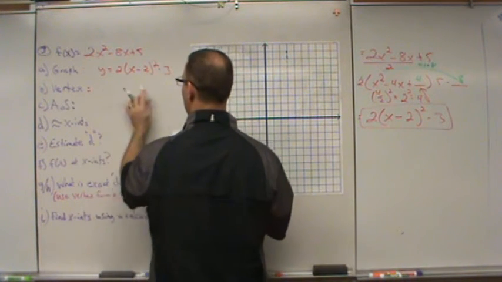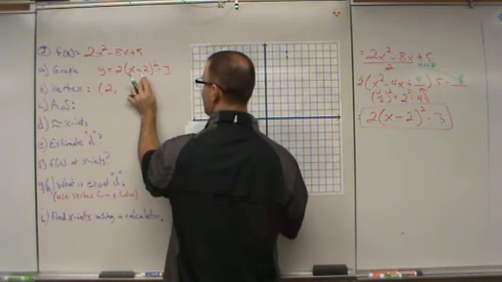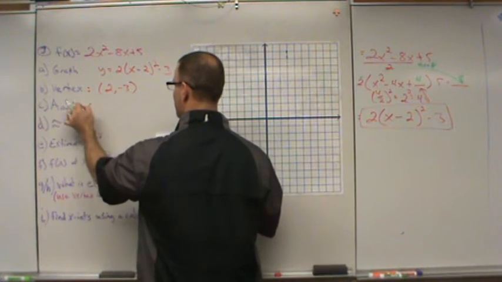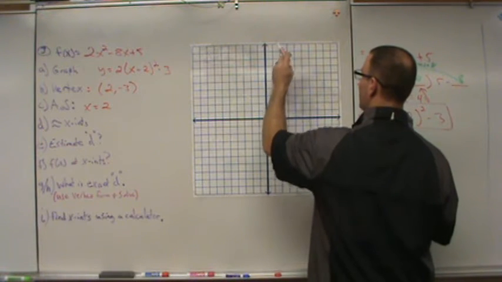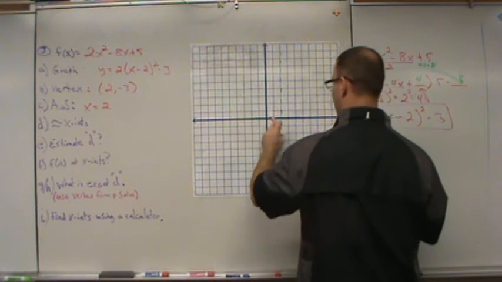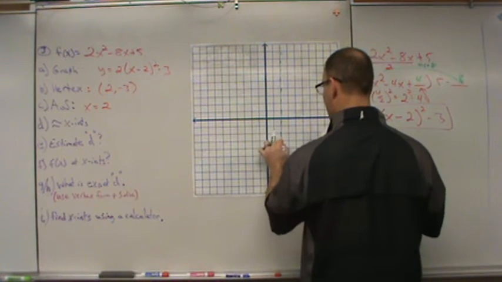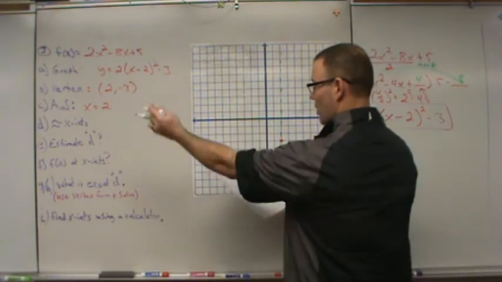What is my vertex? Well, my vertex is positive 2. You got to remember that. It's the opposite. Positive 2 and negative 3. The axis of symmetry is x equals 2. So I come over here. X equals 2. Axis of symmetry, 2 and negative 3. There's my vertex. Now I can graph according to a pattern because it wants my x-intercepts.